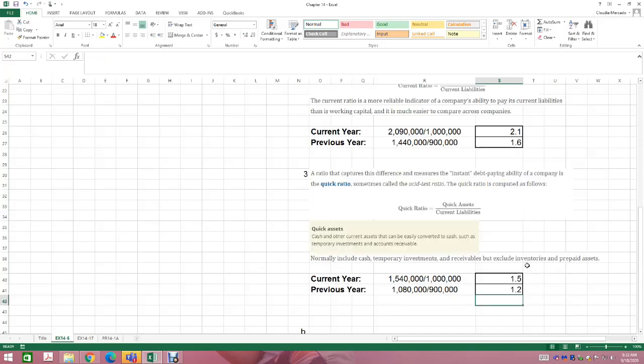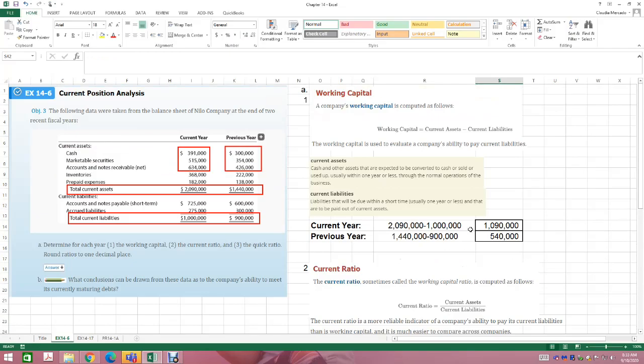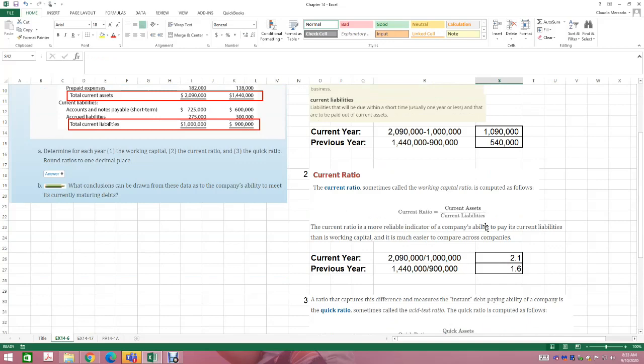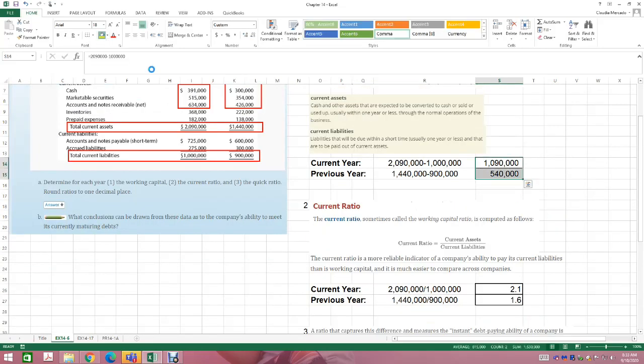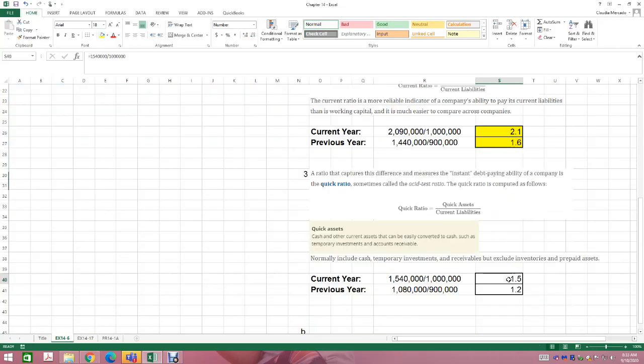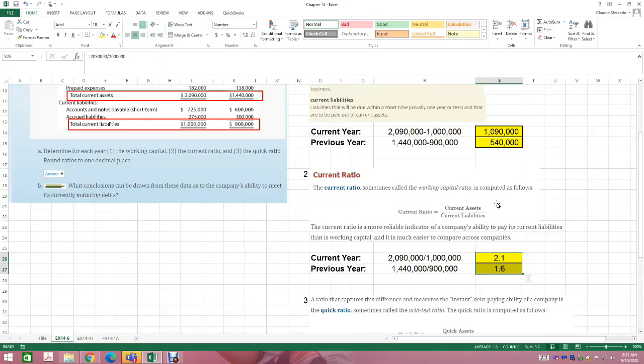Okay, so we've done all of the three calculations that they ask us: our working capital, our current ratio, and our quick ratio. So let me highlight these. That way I know that these are my solutions right here, to my calculations. Okay, so now that is requirement A, doing the three ratios.